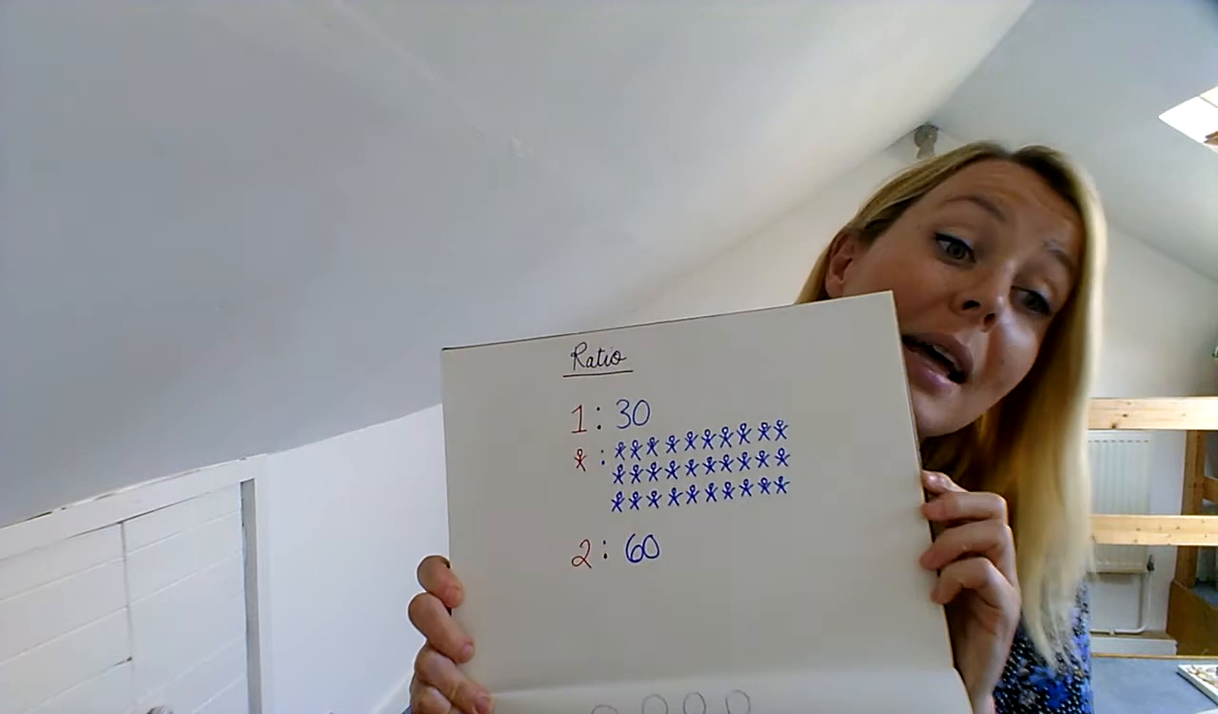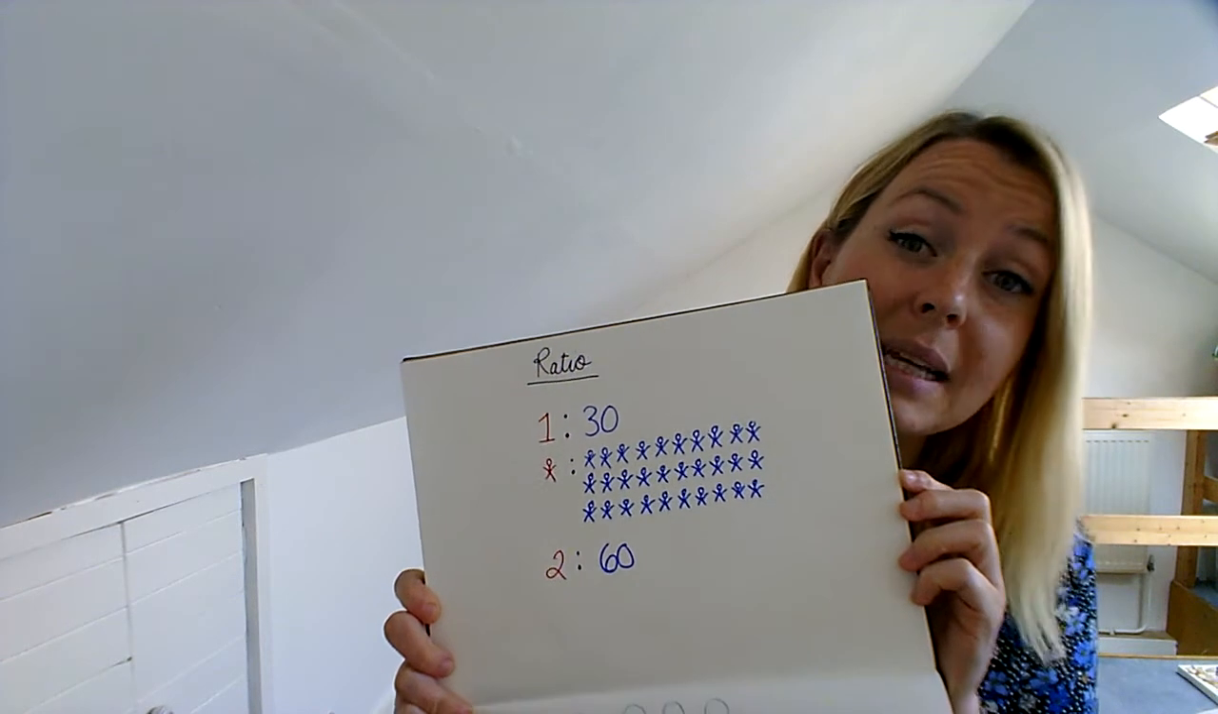It would be 60. So my new ratio, and I'm just going to write this as I'm talking to you, would be 2 to 60. For every 2 teachers we've got 60 students. And it would take me a very long time to draw those out, so I'm not going to do that. But that is what your ratio would look like, and it's really as simple as that.